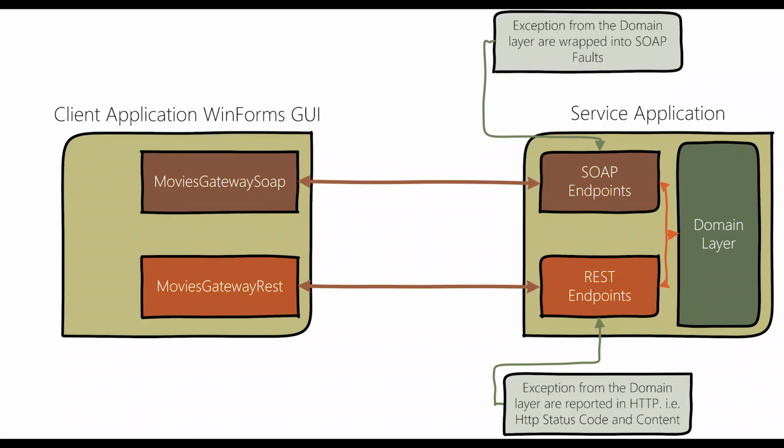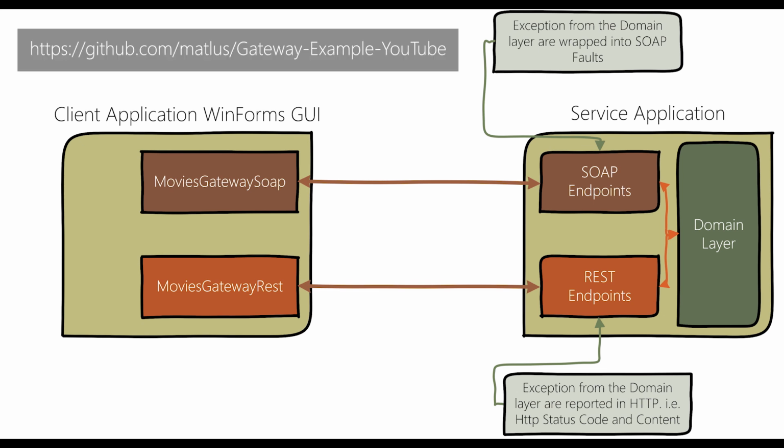All right. So now we're going to look at the coding side of things of the gateway design pattern. What you're seeing on the screen here is a little Visio diagram I've shown you to explain the Visual Studio solution that I have made available on GitHub. You can find the link to that in the description.